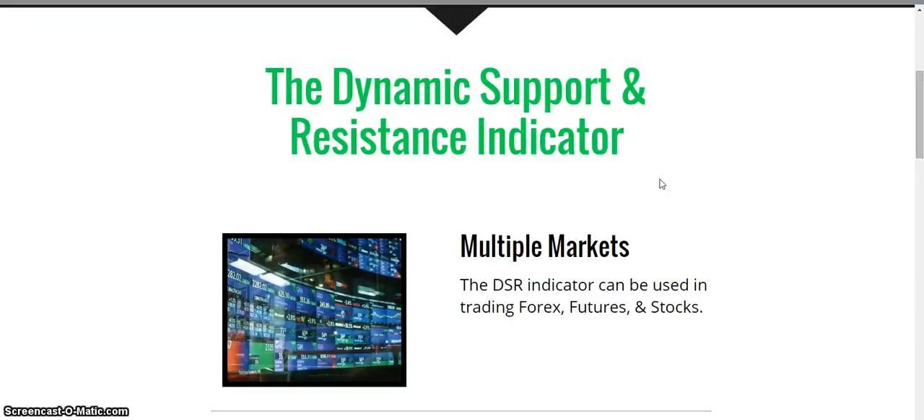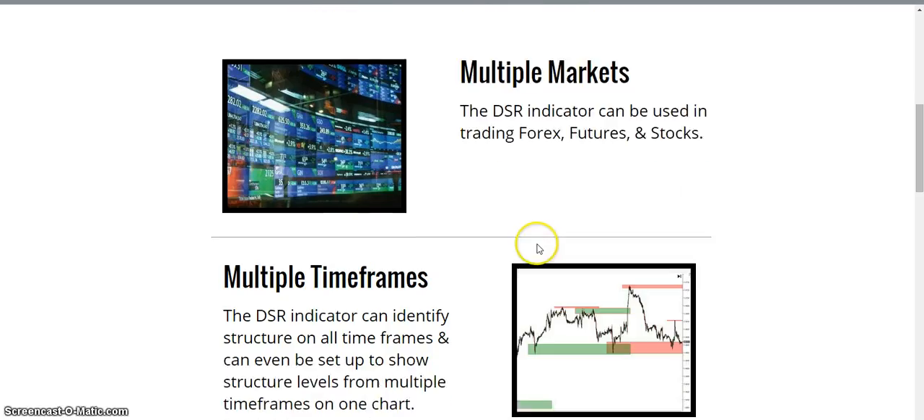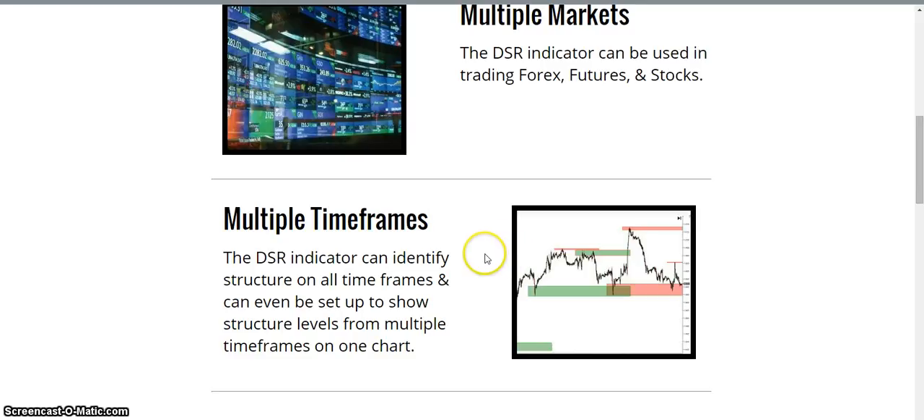Here you'll find all the information about the Dynamic Support and Resistance Indicator. As you can see off the website, it works on multiple markets. The DSR Indicator can be used in trading Forex, futures and stocks. It can be used on multiple time frames, and as described in this picture, it shows support and resistance areas, support being in green, resistance being in red. And normally when we look left on our charts to identify support and resistance areas, this appears for you automatically, placing it depending on what time frame you have it set for.